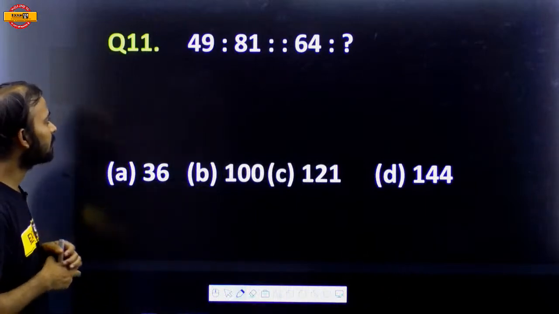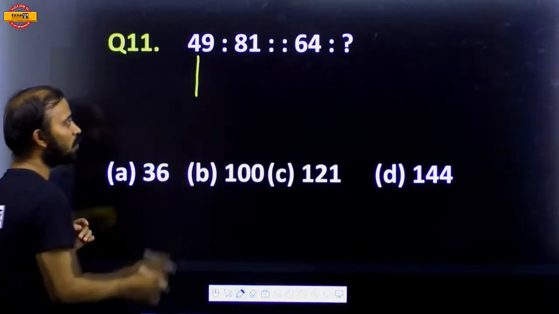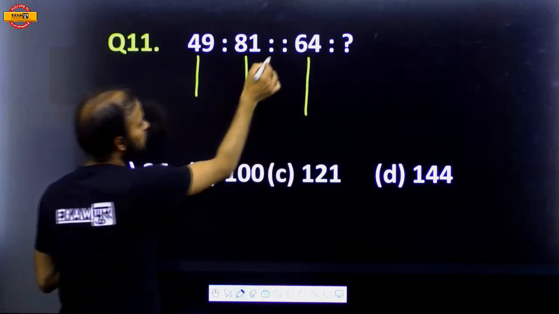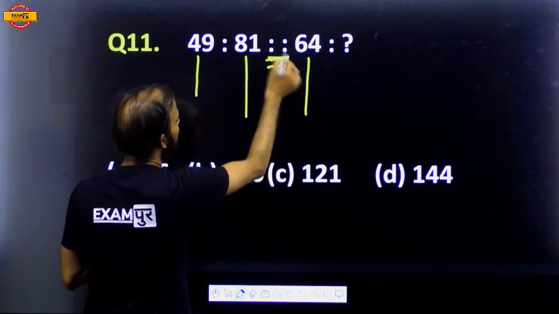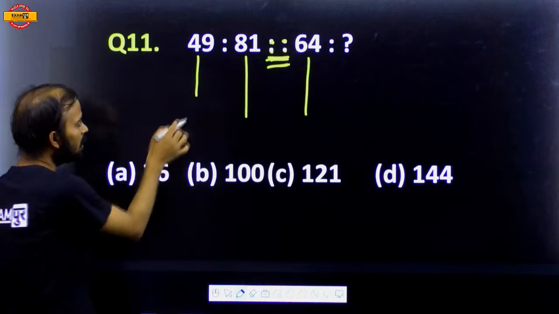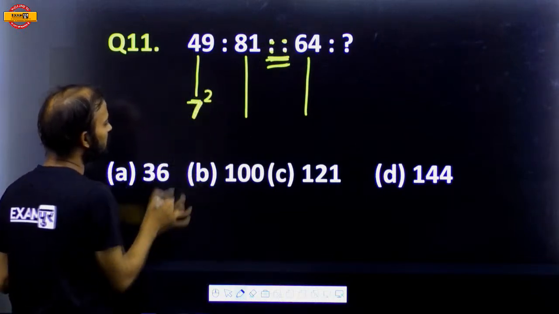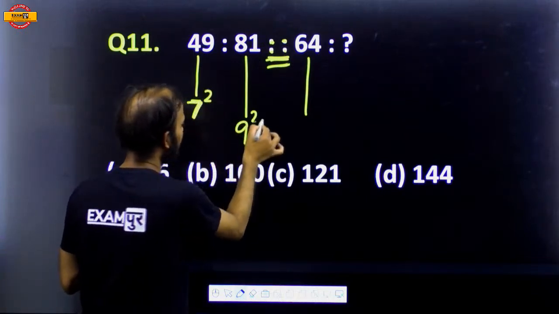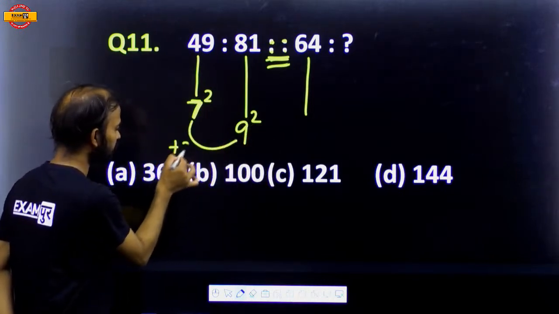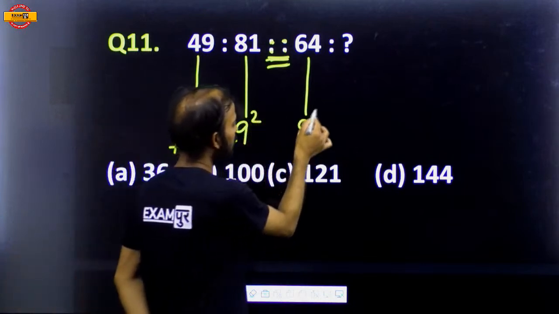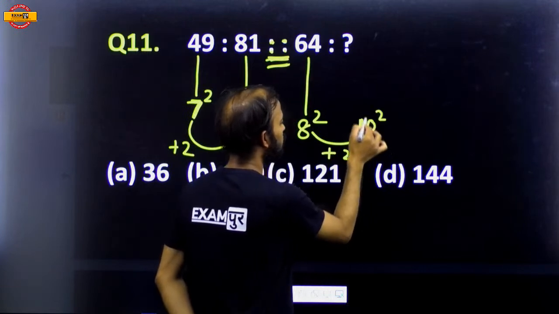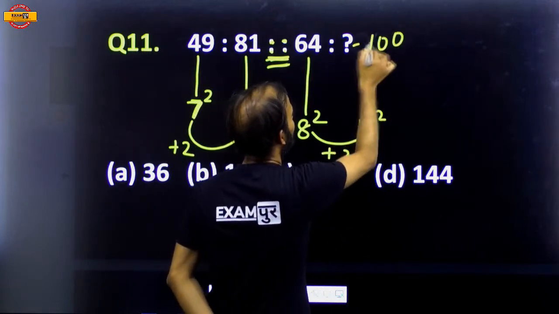100 will be the answer. Simple. Perfect square of 7, perfect square of 9, perfect square of 8. This is what? Analogy. Symbol of analogy, you can say in other words proportion also, samanupat. 49 can be represented as 7 square and 81 as 9 square, and the gap of 7 and 9 is what? Plus 2. 64 is 8 square and 8 plus 2 is what? 10 square. And square of 10 is what? 100. So 100 will be the answer.